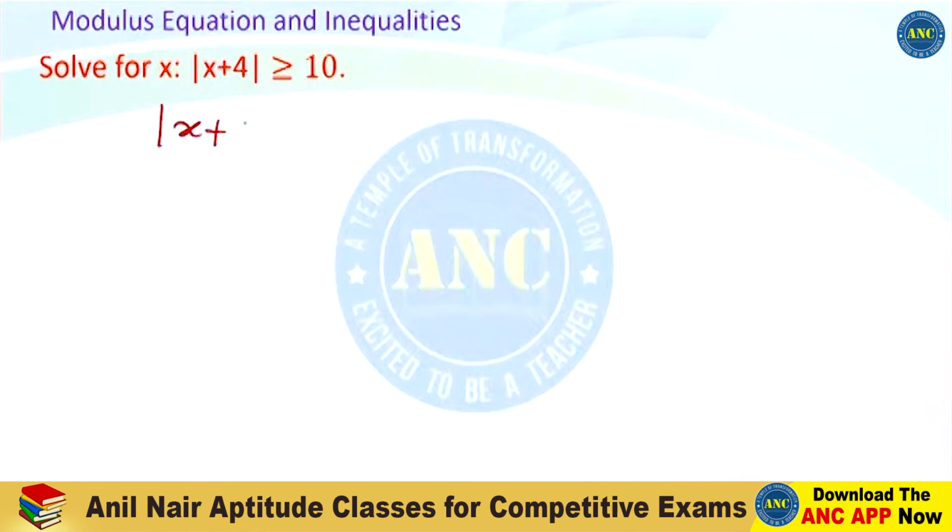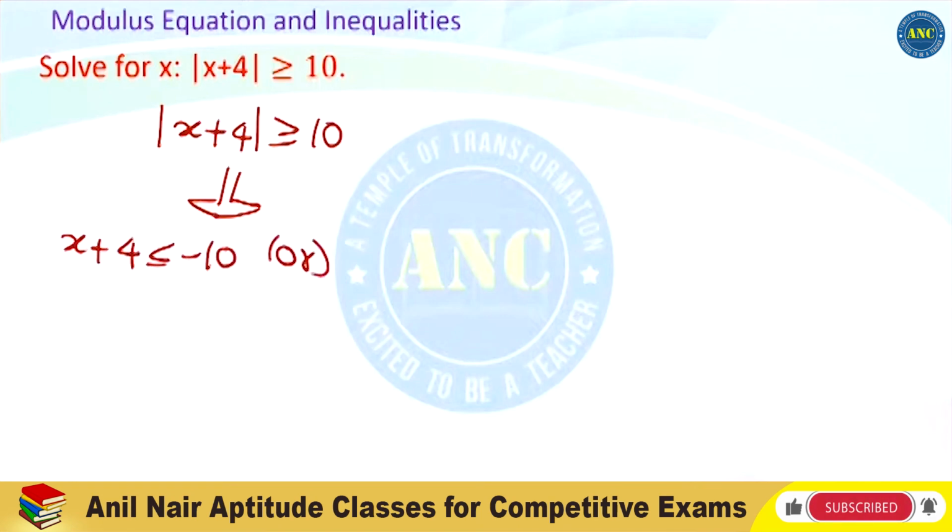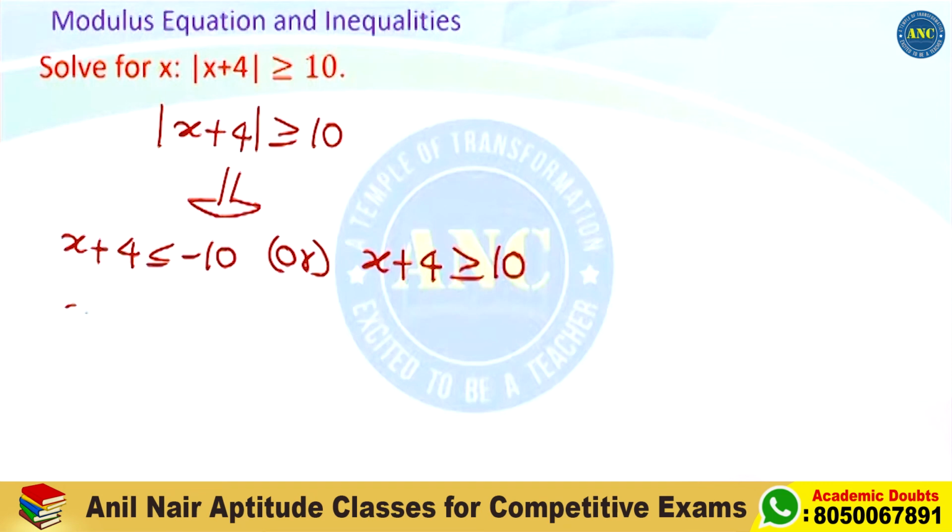Mod x plus 4 greater than or equivalent to 10. Greater than or equivalent to 10 means it is lesser than or equivalent to the lesser value or greater than or equivalent to the greater value. Please note the mistake: x plus 4 less than or equivalent to minus 10 or x plus 4 greater than or equivalent to 10. So x is less than or equivalent to minus 14, or x is greater than or equivalent to 6.